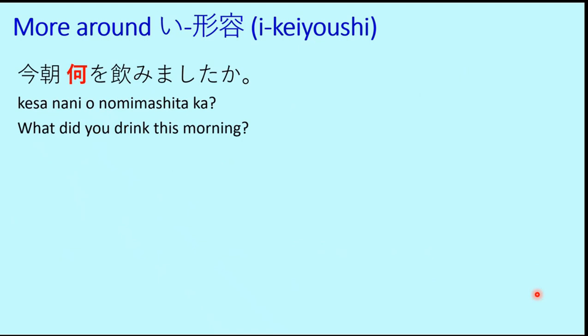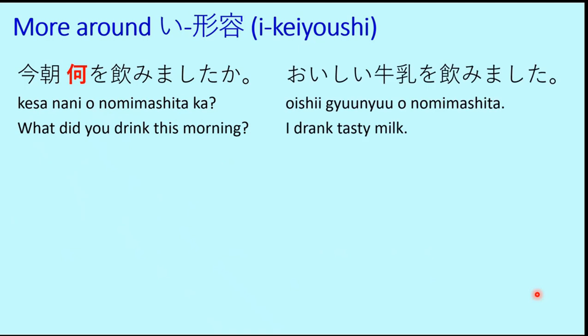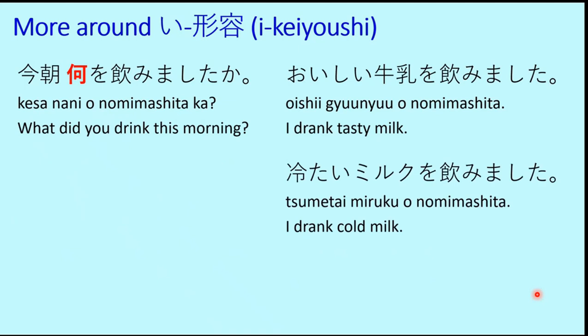Kesa nani o nomimashita ka? Kesa means this morning. Nani o nomimashita? What did you drink this morning? Oishi gyunyu o nomimashita. Oishi is tasty or delicious. Gyunyu, we already know from our vocabulary, is the Japanese word for milk. Gyu is for cow and nyu is for milk. So I drank tasty milk. Oishi gyunyu o nomimashita. Tsumetai milk o nomimashita. Now tsumetai means cold milk.